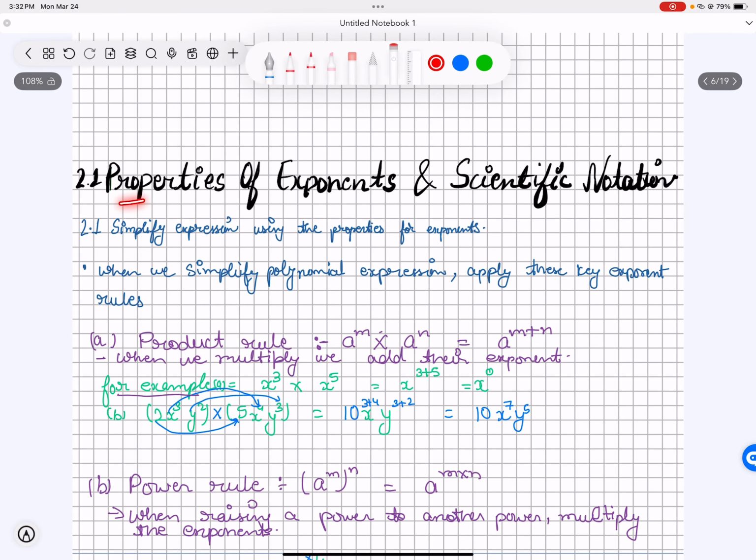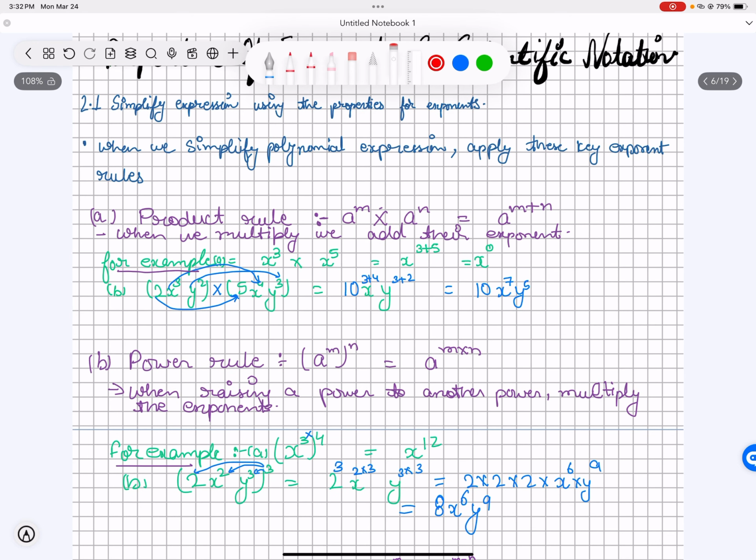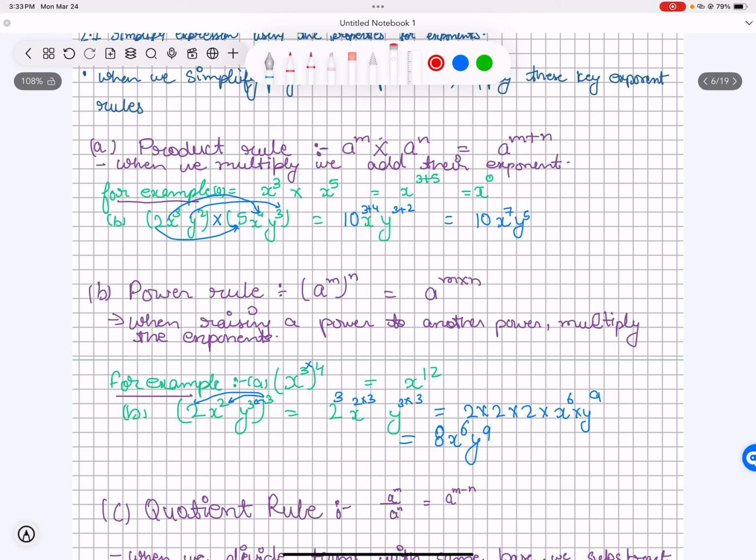Next, we're going to talk about properties of exponents in scientific notation. In this, we're going to solve a simplified expression using properties of exponents. When we simplify polynomial expression, we apply the key exponent rules. So the first rule is a product rule, where a to the power m and a to the power n gets equal to a to the power m plus n. When we multiply, we add their exponent values.